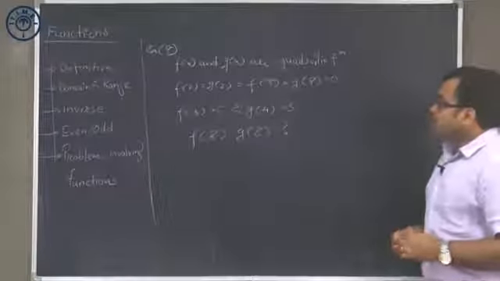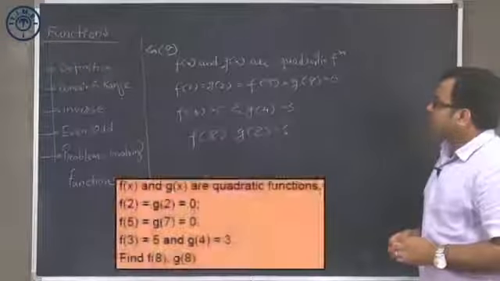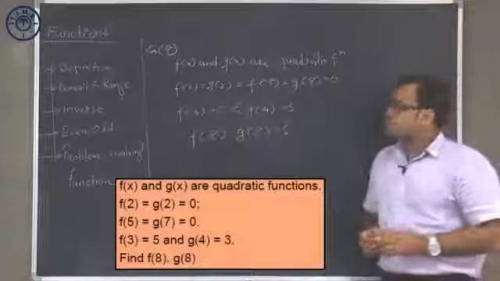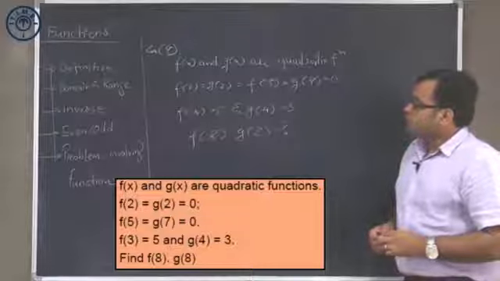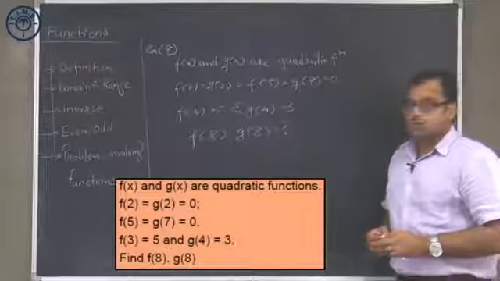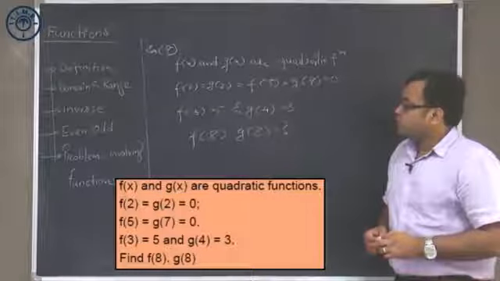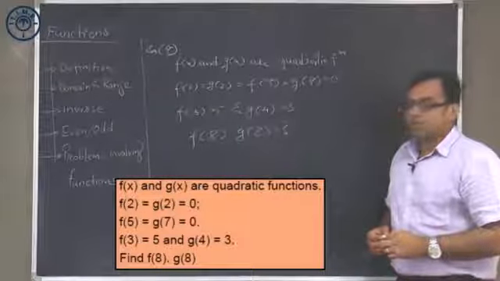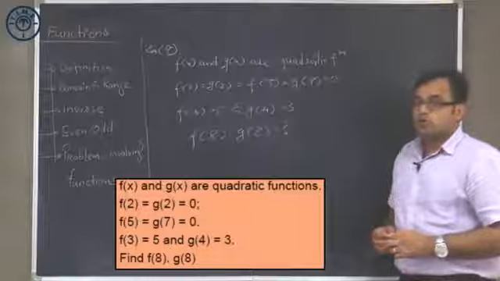Next example, we are given that f of x and g of x are quadratic functions. f of 2 equals g of 2 equals f of 5 equals g of 7 is equal to 0. f of 3 equals 5, g of 4 equals 3. We have to find the value of f of 8 into g of 8.